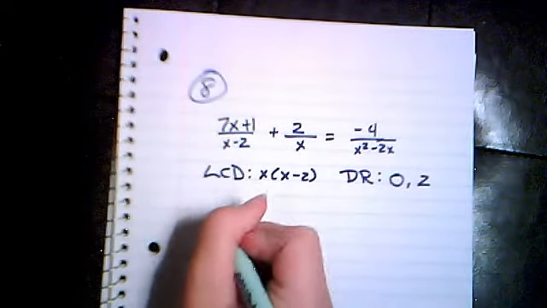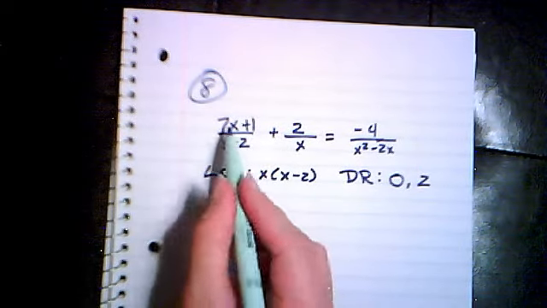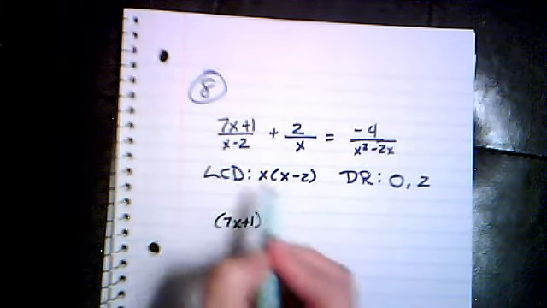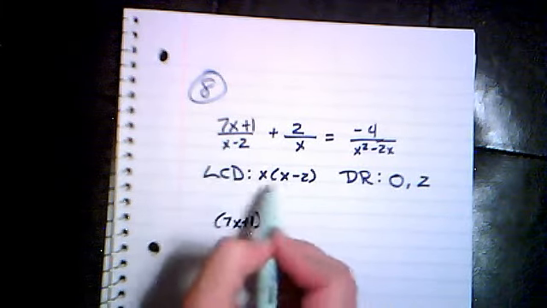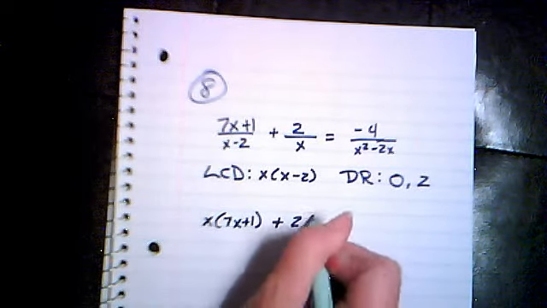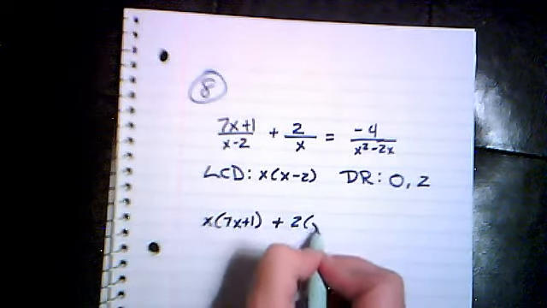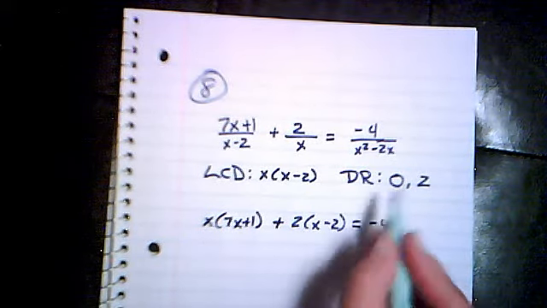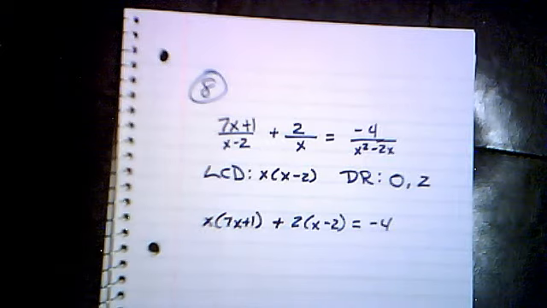So the next thing is to multiply my numerators by whatever my denominator was missing. This had the x minus 2, so I need to multiply it by an x plus 2. This one has an x, so I'm going to multiply it by x minus 2, and that's equal to negative 4. I don't need to multiply it by anything because that denominator is the product of the two factors in my LCD.